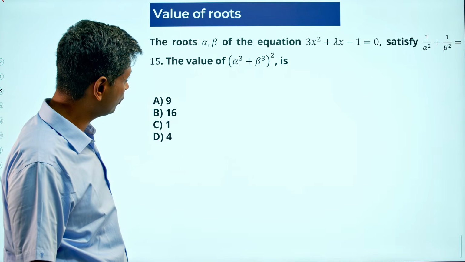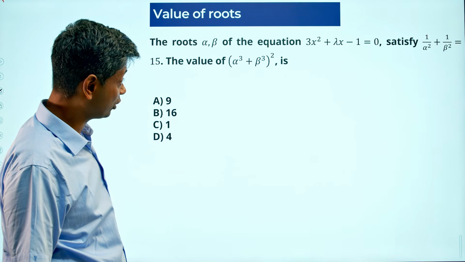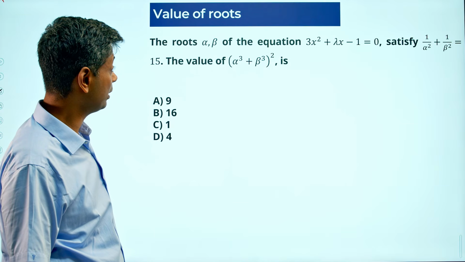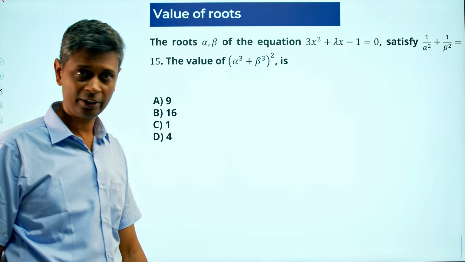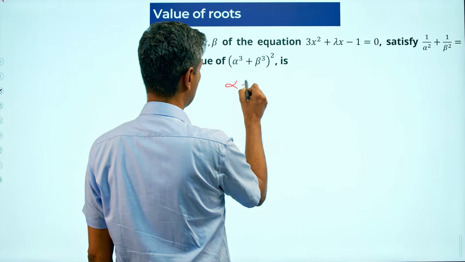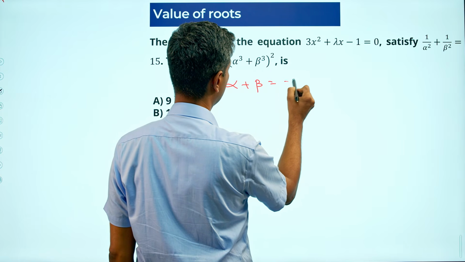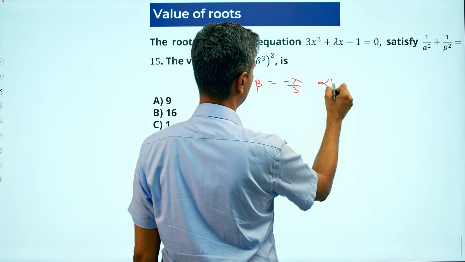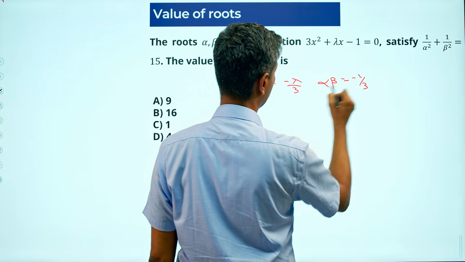The roots alpha and beta of the equation 3x squared plus lambda x minus 1 equals 0 satisfy 1 by alpha squared plus 1 by beta squared equals 15. Nice simple question. Alpha plus beta is minus lambda by 3. Alpha into beta is minus 1 by 3.